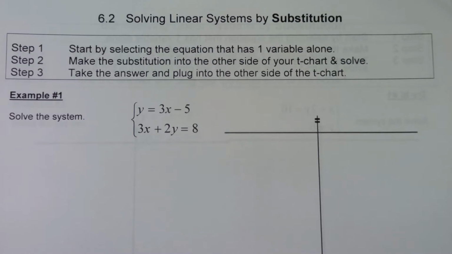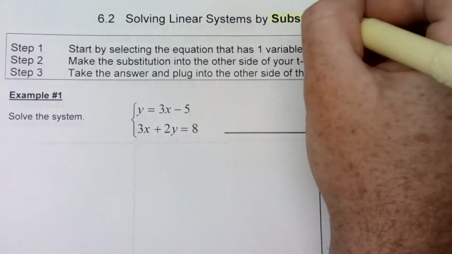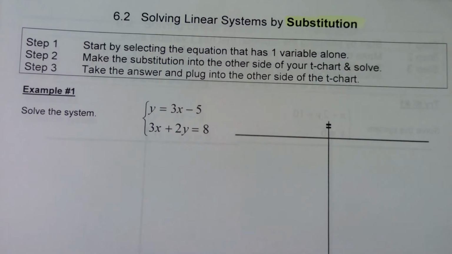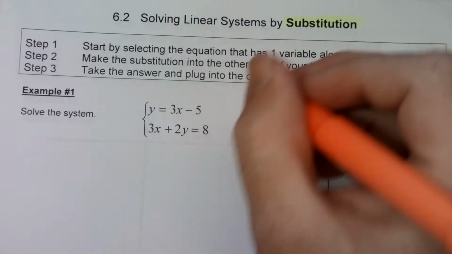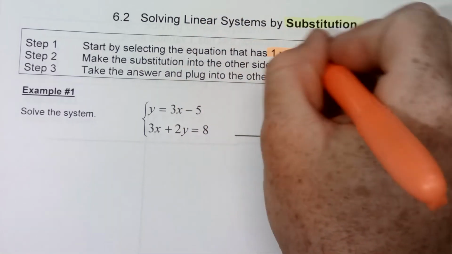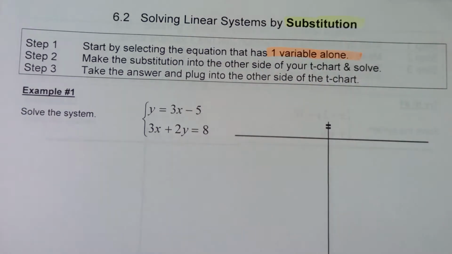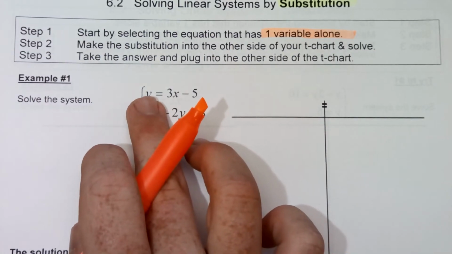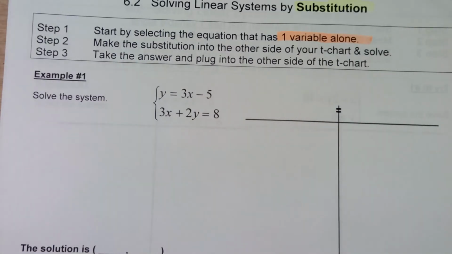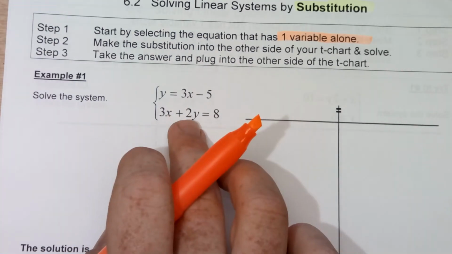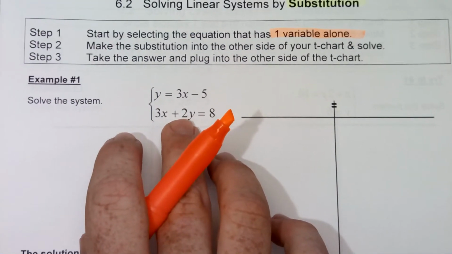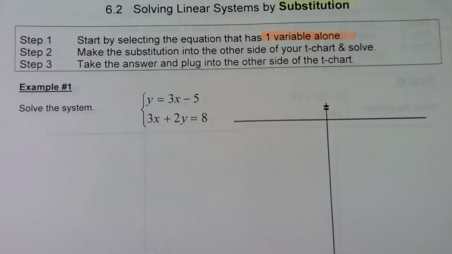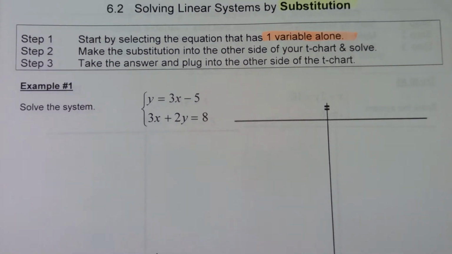So we have 3 steps. First, I'm just going to highlight that we're using substitution because that's the key for today. Our first step is to start by selecting the equation that has one variable alone. For example, in this one, we would select this top equation because it already has this y by itself. This equation does not have one variable alone, since there's a 3 attached to the x and a 2 attached to the y. But the one on top does, so that's the one we start with.